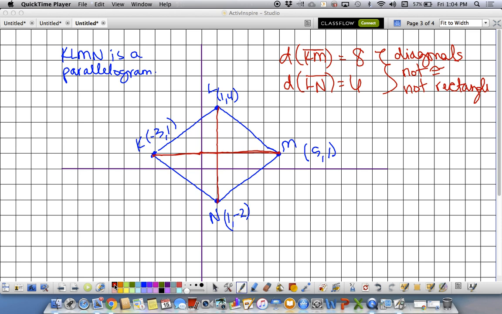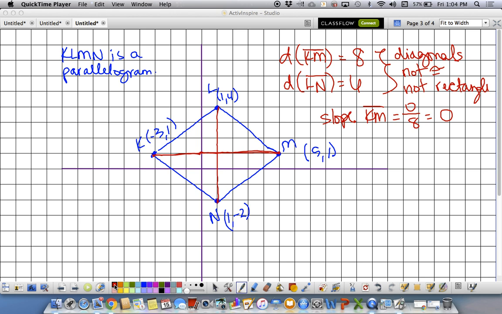So how can we tell if 2 lines are perpendicular? They meet at the opposite reciprocal. The what is opposite reciprocal? Slope. The slopes are opposite reciprocals. What do you know about the slope of K to M? It rises 0 and runs 8. So we're going to say that slope is 0. Now the big question is what's the opposite reciprocal?